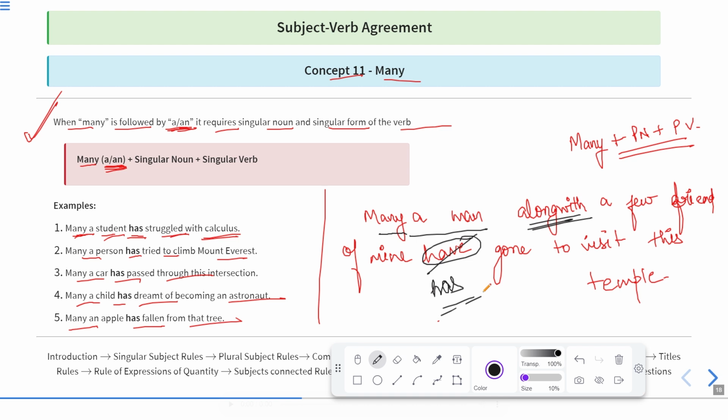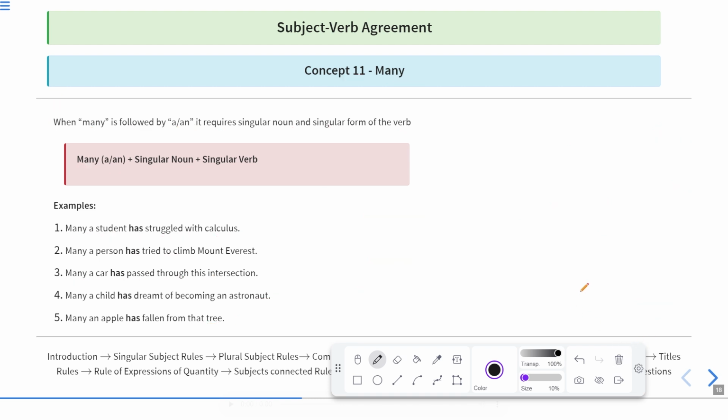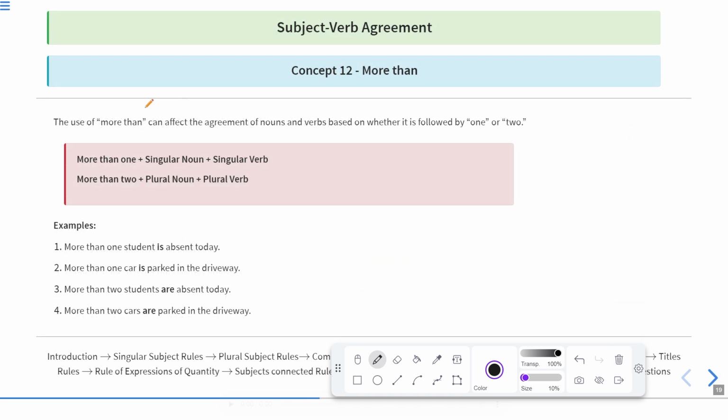So this is a few friends of mine. This is actually a sentence in which two rules have been combined. One is the rule of the along with phrase, and the other one is the many a concept. So this is how we should see the sentences to use the verb with it. Now let us move to the next one.